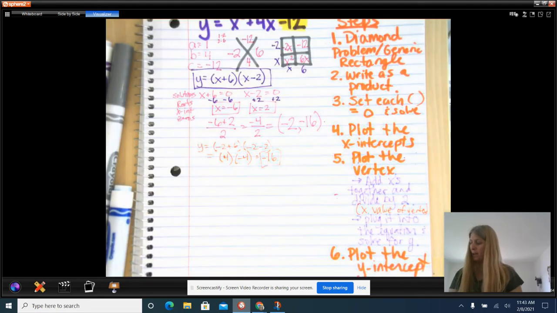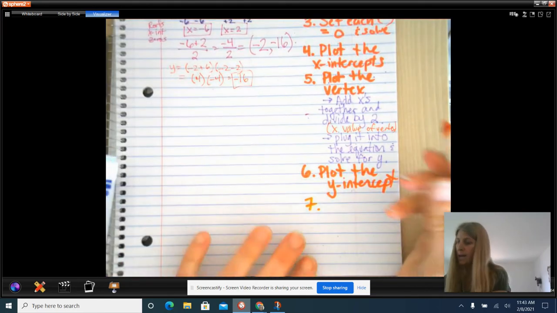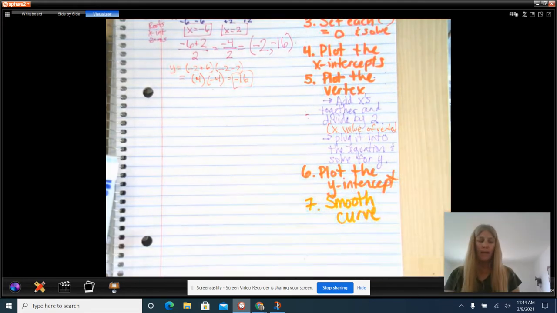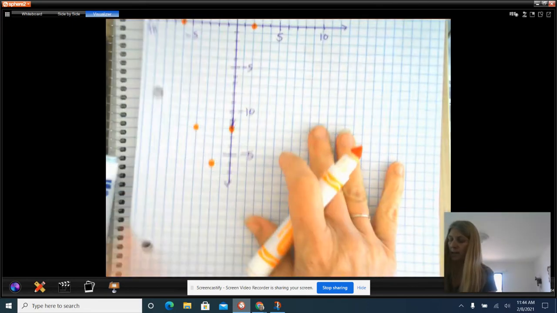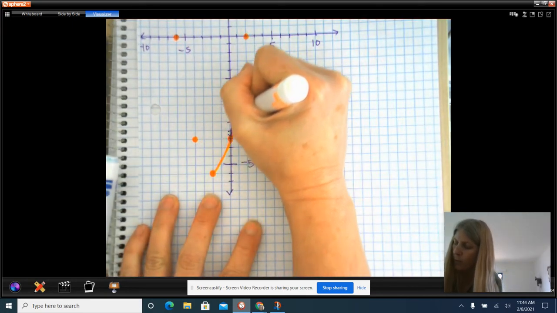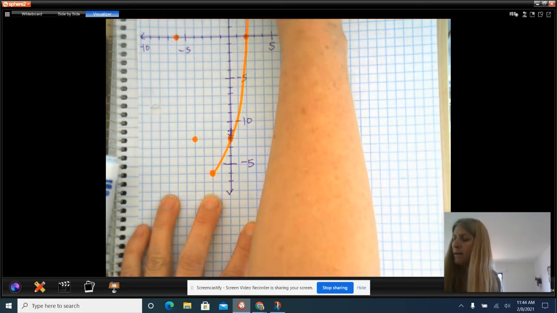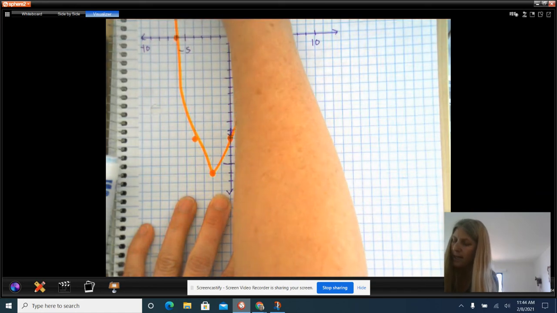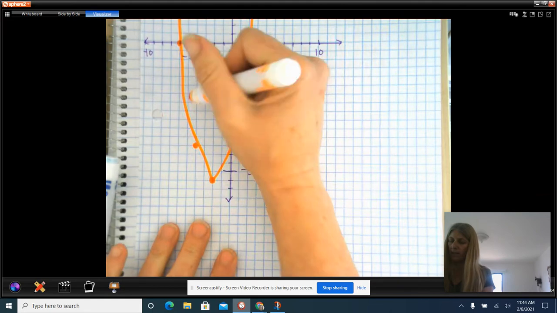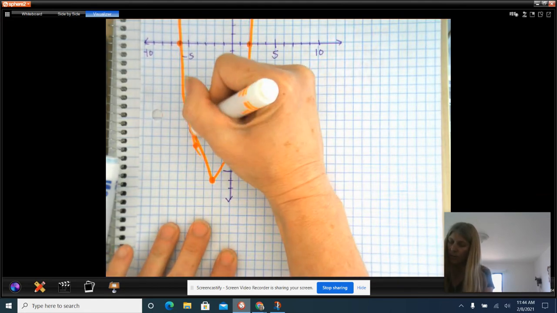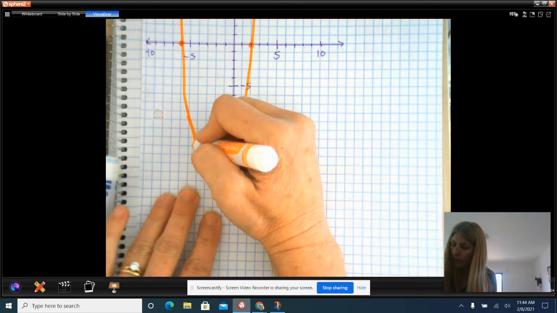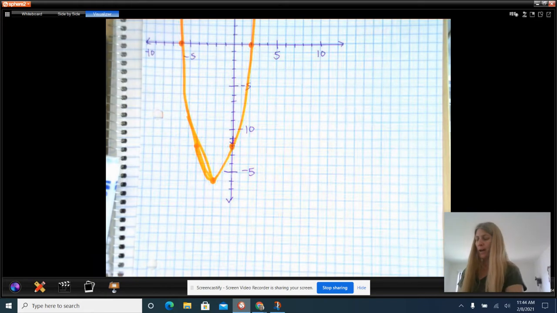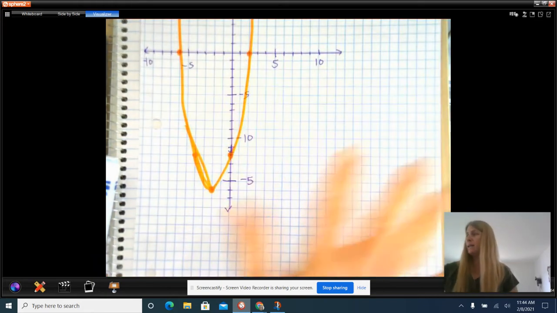The final step, step number 7, is to make a smooth curve. Now, for me, I always like to start at the vertex and do a smooth curve through those points on the right. And then I go ahead and do the same going up the left. Now, as you can see, my smooth curve is not super fabulous. When I grade this, I grade your points, not your ability to draw. So remember, that should be a curved bottom edge there. And then we're going to go ahead and have our completed graph.